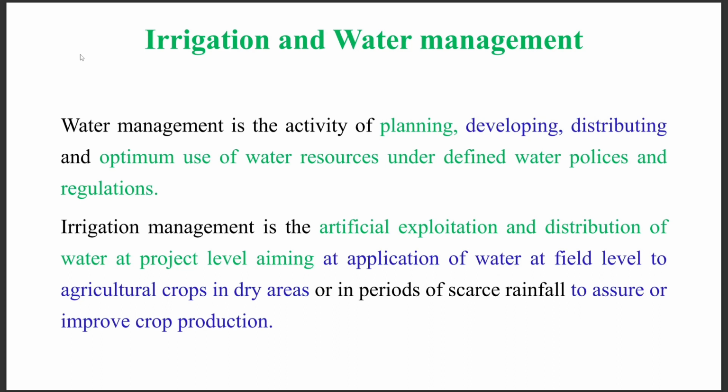We can give water to the plants, but here mainly where scarce of rainfall occurs, we have to assure the improved crop production. So we use in those areas the irrigation. So that is mainly helpful for aiming good project level production.